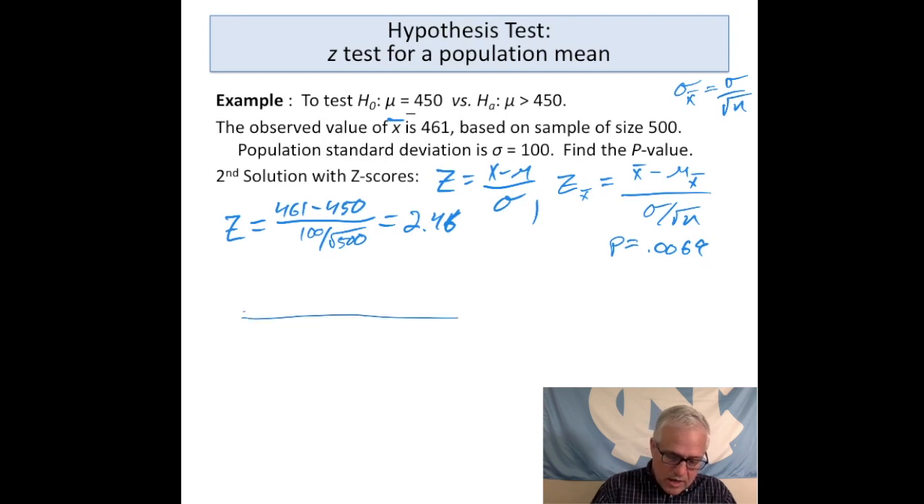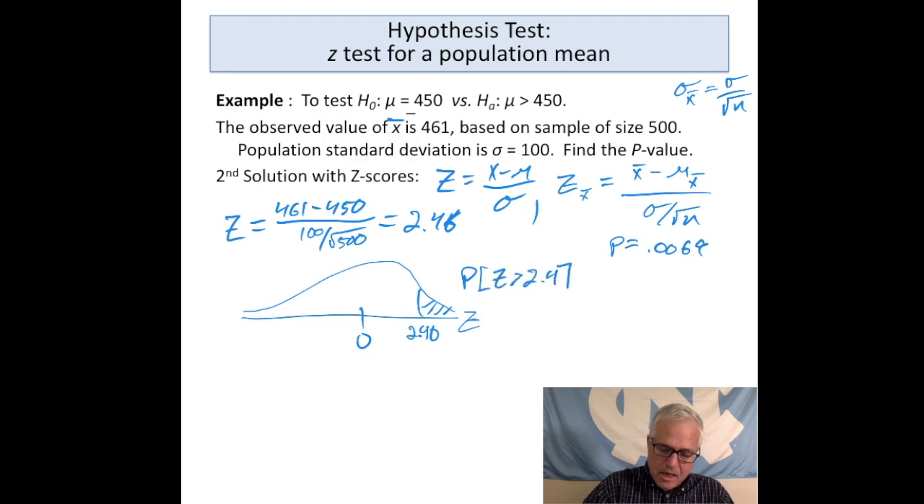I draw the standard normal distribution, what we call the z distribution sometimes. I know the mean is 0. I know the z-score is 2.46. And this time I could think of it as trying to find the probability of obtaining a z-score that extreme, 2.46, if the null hypothesis is true. The probability of getting a sample of size 500 and getting a z-score that high, assuming the null hypothesis is true. We know how to do this.